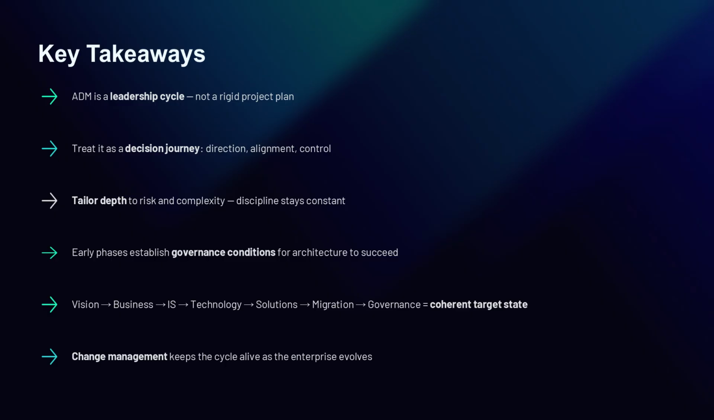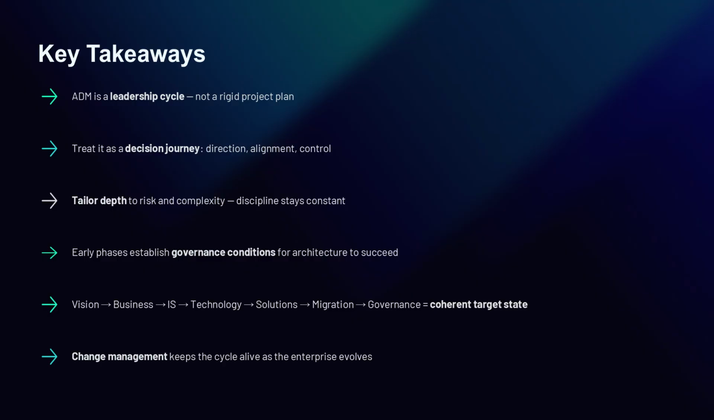Let's now discuss the key takeaways from what you learned so far so you can apply it immediately. You learned that the TOGAF 10 architecture development method is not a rigid project plan. It is a leadership cycle that turns uncertainty into direction, alignment, and control. You learned that the most practical way to use the cycle is to treat it as a decision journey that supports outcomes, governance, and execution.